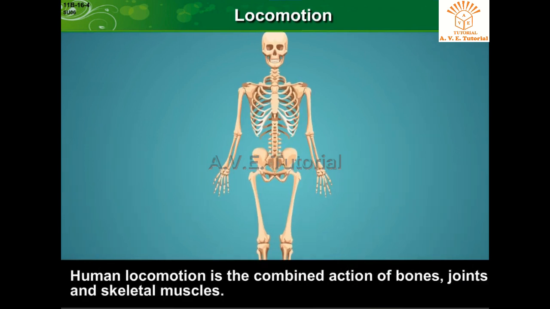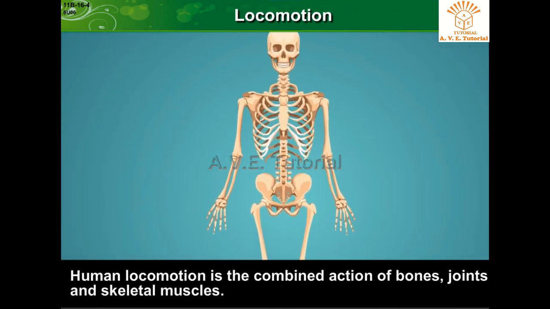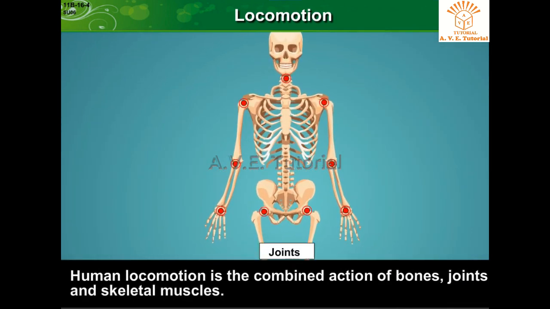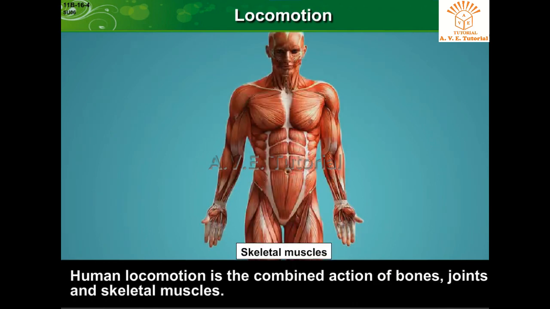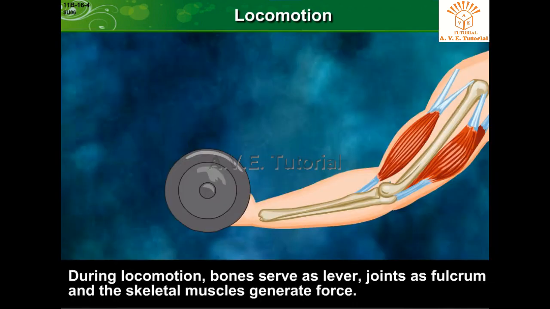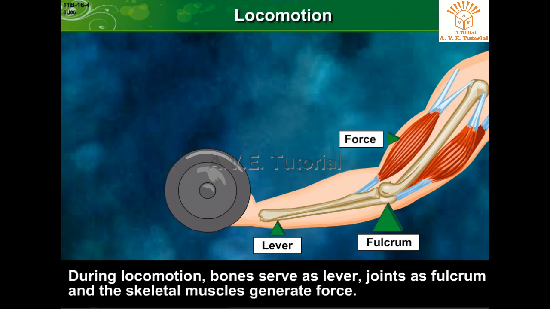Human locomotion is the combined action of bones, joints, and skeletal muscles. During locomotion, bones serve as lever, joints as fulcrum, and the skeletal muscles generate force.